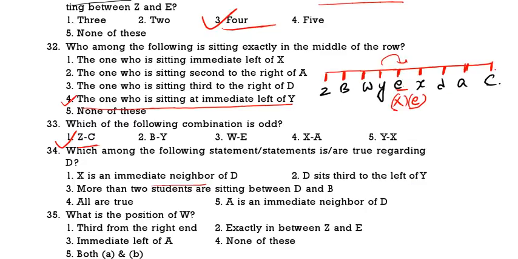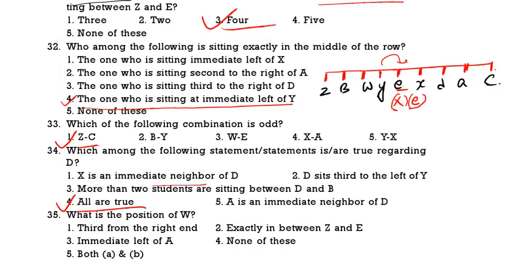D is sitting third to the right of Y. That is also correct. More than 2 students are there between D and B. That is also correct. Then A is the immediate neighbor of D. That is also correct. So the answer is all are true. Then see the next question.